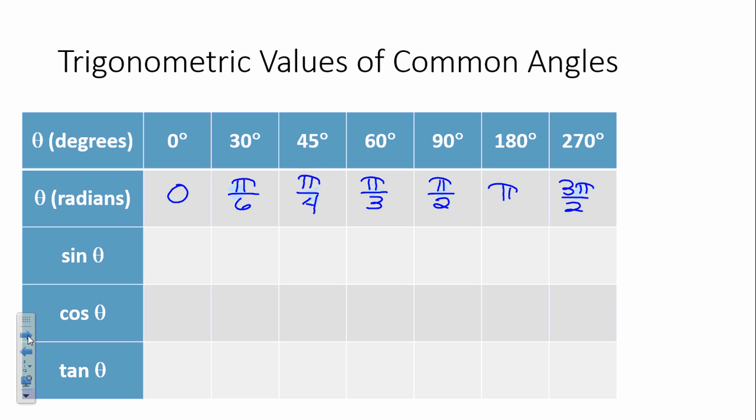Sine of 0. We're at 1 over and 0 up. So what's the sine of 0? 0. Okay. Sine of 30.